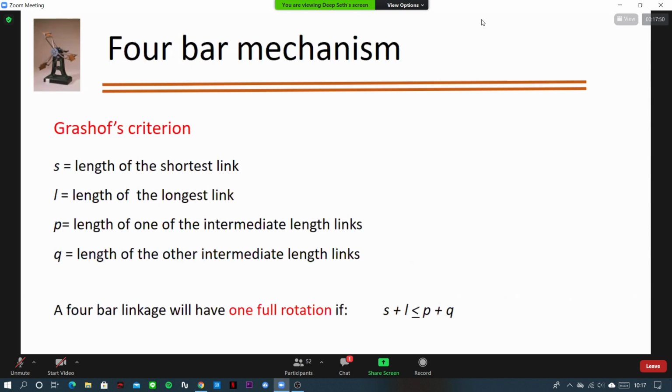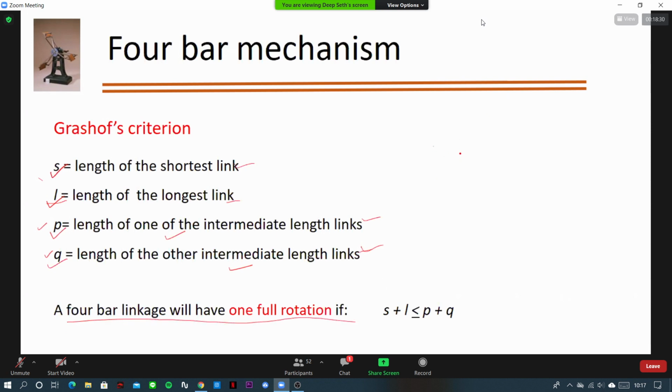These 4-bar mechanisms actually work on Grashof's criteria. So there you will have 4 links. Out of those 4 links, you will have 1 link which is the shortest, and 1 link which is the longest. The other 2 links are P and Q, which are intermediary links. P is one intermediate link and Q is the other intermediate link. Now fixing any of these links will create different kinds of motions and different kinds of mechanisms.